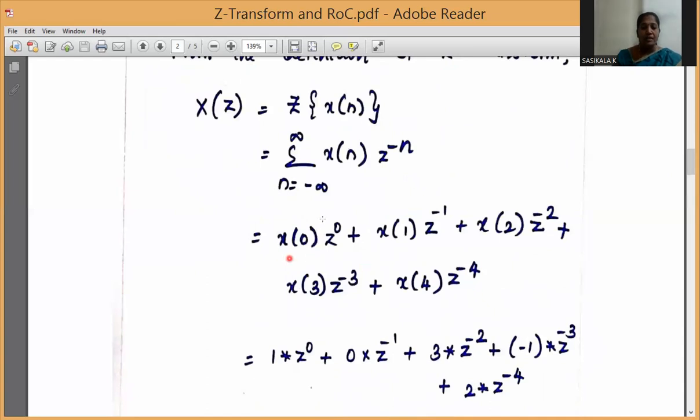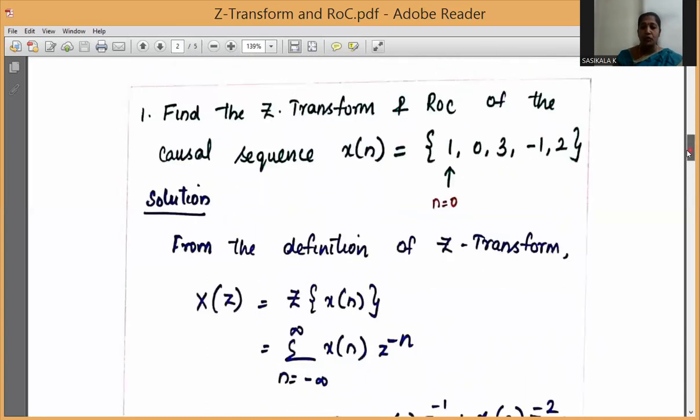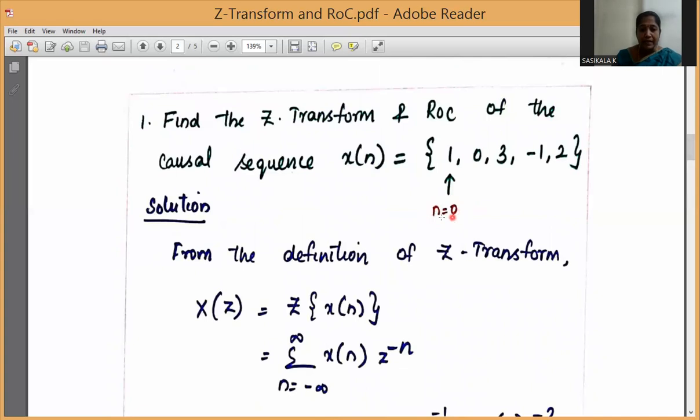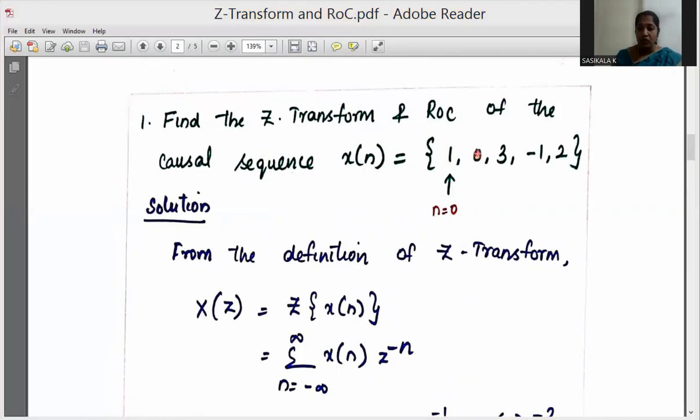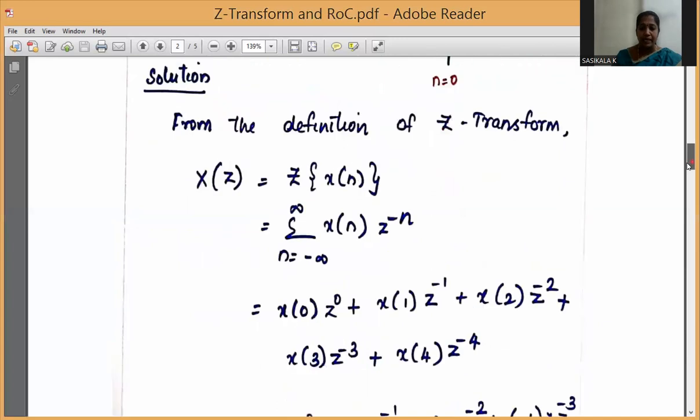When you expand this summation, you will be getting x of 0 into Z power 0 plus x of 1 into Z power minus 1 plus x of 2 into Z power minus 2 plus x of 3 into Z power minus 3 plus x of 4 into Z power minus 4. Since our x of n has values from n is equal to 0 to 4, we have substituted n is equal to 0 to 4. And now, what is x of 0? First, you have to go to the problem. So this is n is equal to 0. It implies that this is x of 0, this is x of 1, x of 2, x of 3, and x of 4. So you have to substitute these values instead of x of 0 to x of 4.